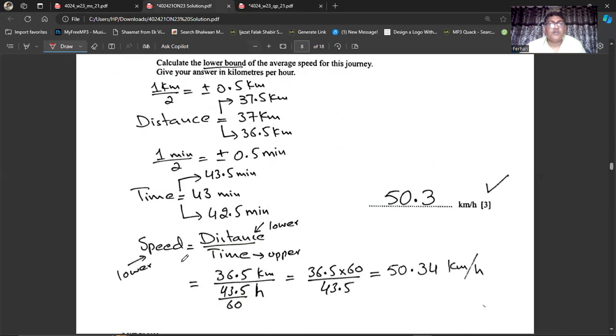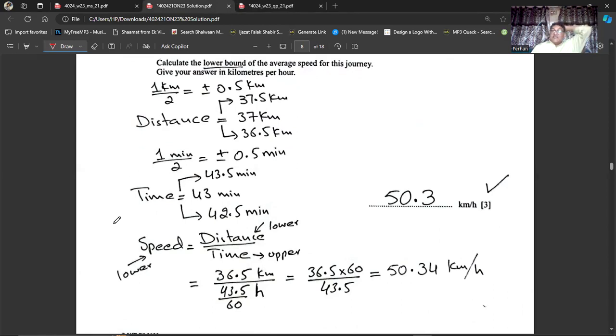because the speed, you know, is equal to the distance divided by time. By dividing the distance by the time, you get the speed, and I want the lower bound of the speed. So the distance lower bound should be taken, and the time's upper bound should be taken. Then from this division, you will get the smallest answer. So the distance lower bound will be taken, and the time's upper bound will be taken.